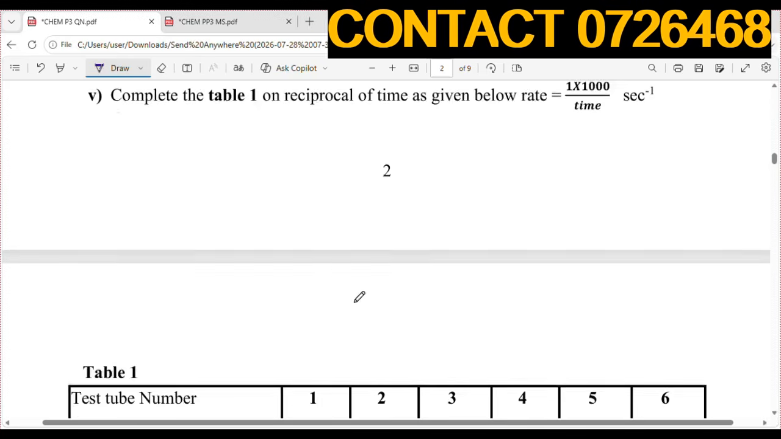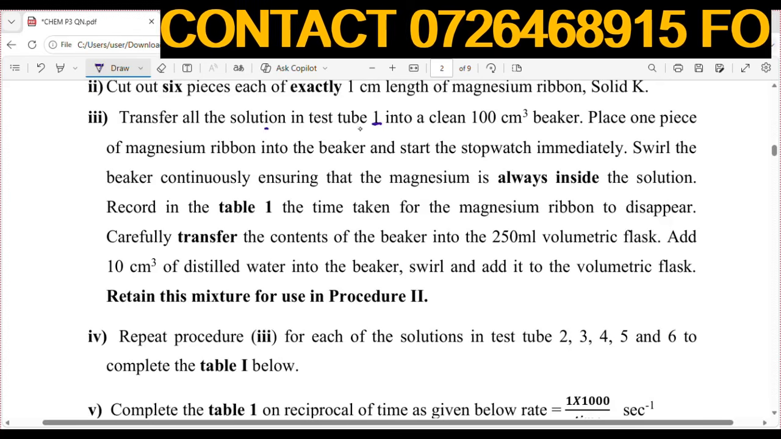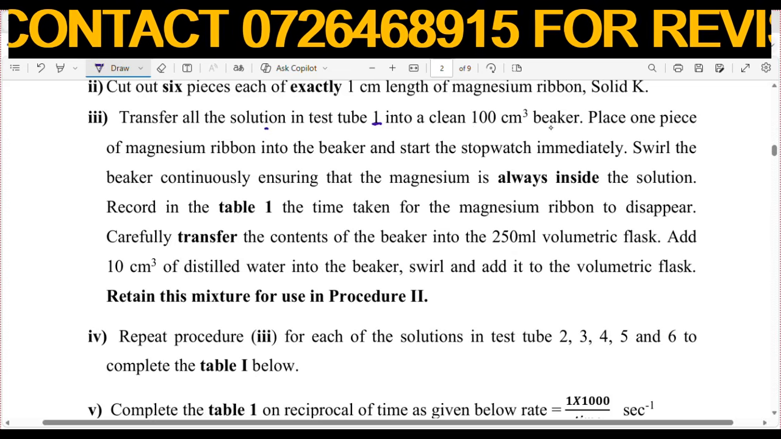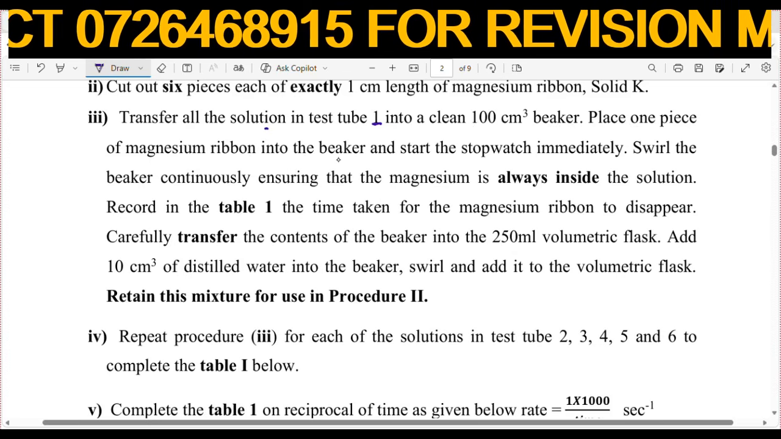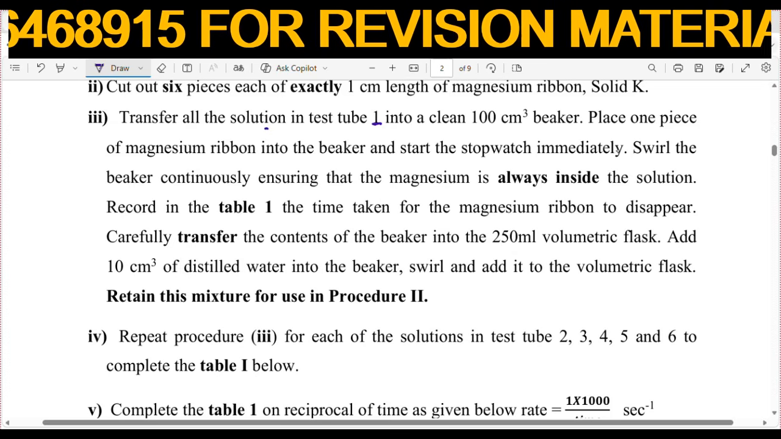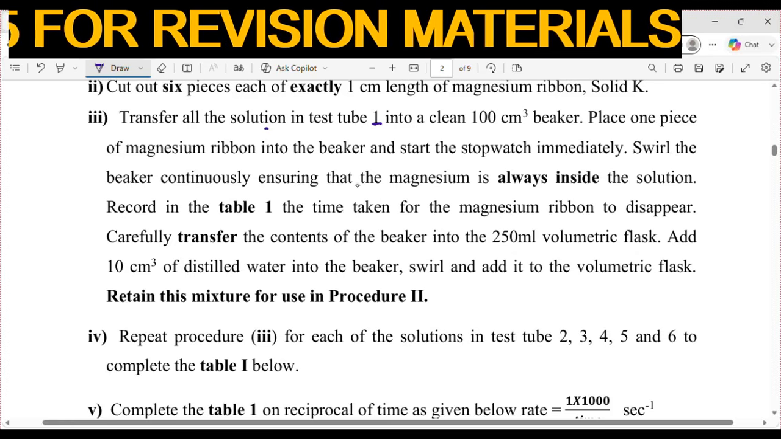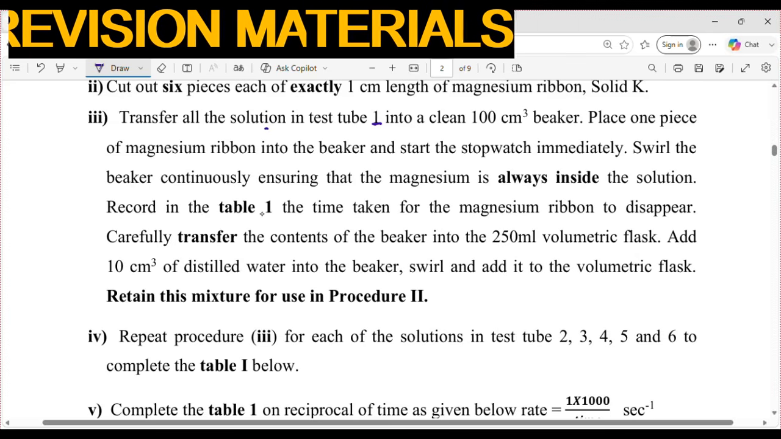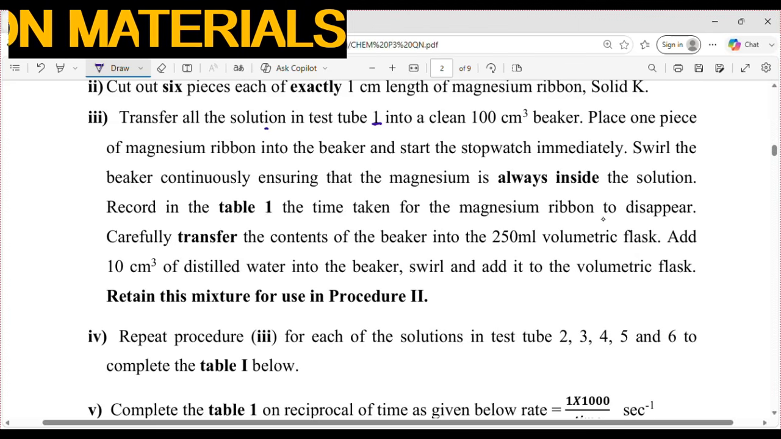So let's look at the instructions. Transfer all the solution in test tube 1 into a clean 100 centimeters cube beaker. Place 1 piece of magnesium ribbon into the beaker and start the stopwatch immediately. Swirl the beaker continuously, ensuring the magnesium is always inside the solution. Record in table 1 the time taken for the magnesium ribbon to disappear.